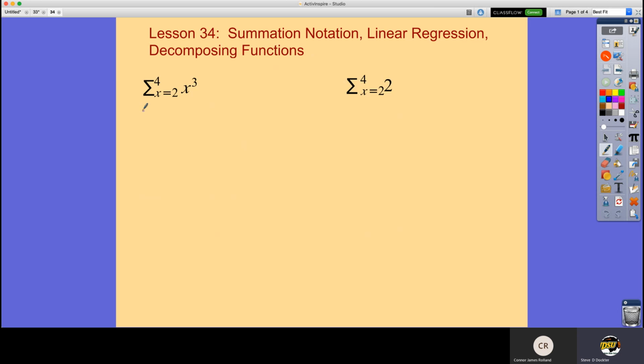All right, now how these problems are going to look in homework and on tests, it's going to look more like this. We're going to have the 4 up above it. We're going to have the x equals 2 below it. And then you're going to have this x cubed there. So do not write it like how it's written on the board there. Write it like how I have it down below. So if you want to copy the next one, kind of the same concept. x equals 2 on the bottom, 4 on the top. And then we've got a 2 all by itself.